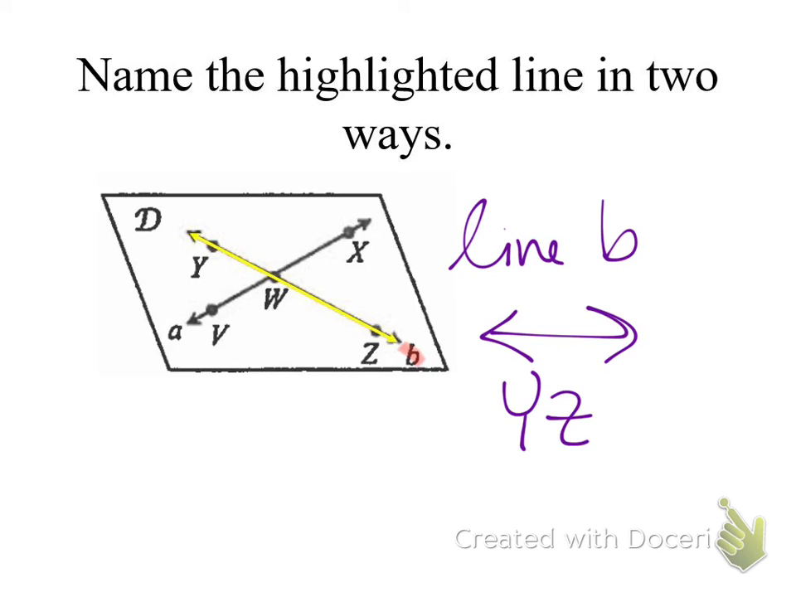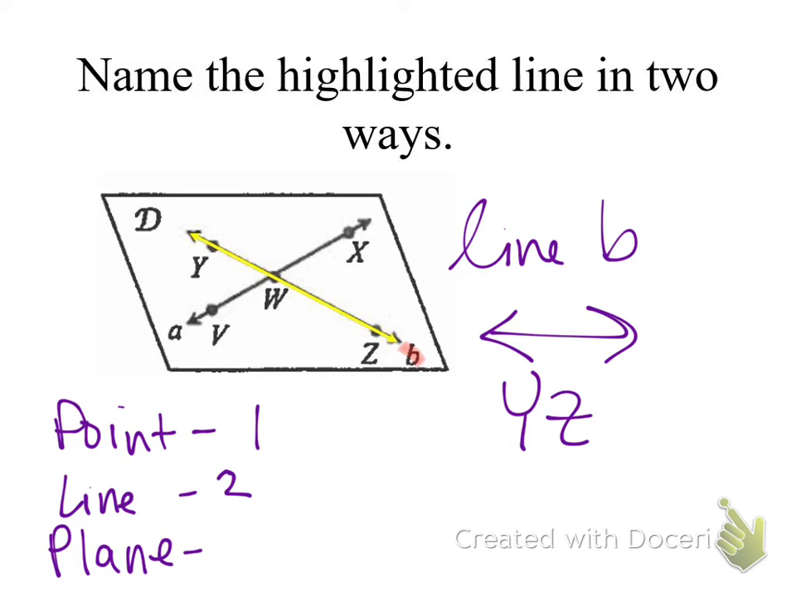I was going to say something. What was I going to say to you? Oh, here. Let's refresh for a second. When you name a point, how many points do you use to name a point? You need to use one point to name a point. When you name a line, how many points do you use to name a line? Two. When you name a plane, how many points do you use to name a plane? Three points. So, point, line, plane, 1, 2, 3. We all see it? Point, line, plane, 1, 2, 3.